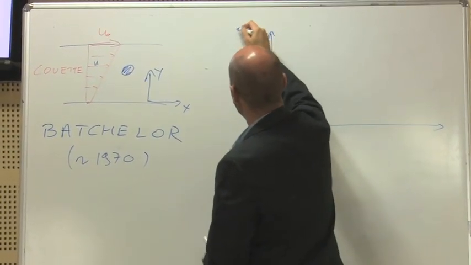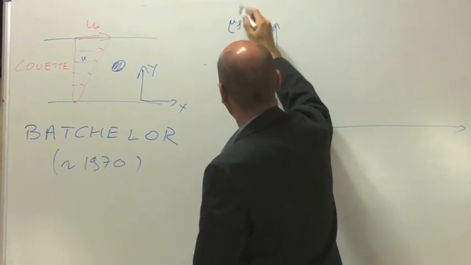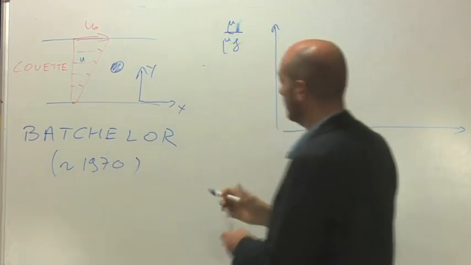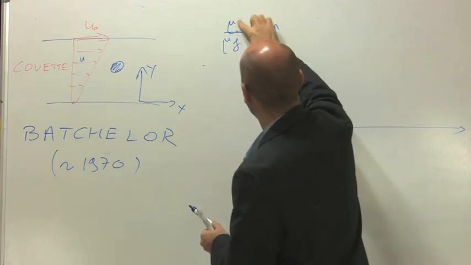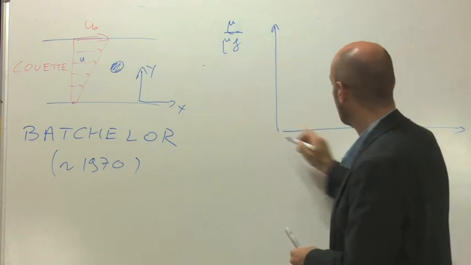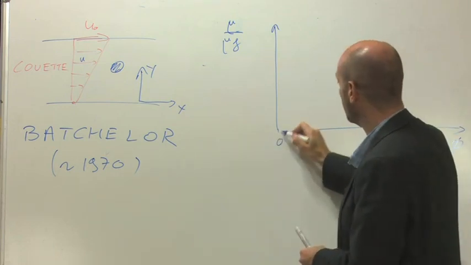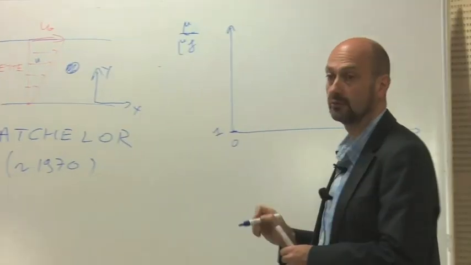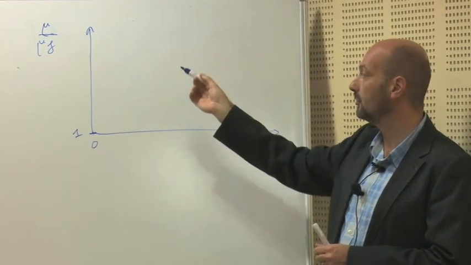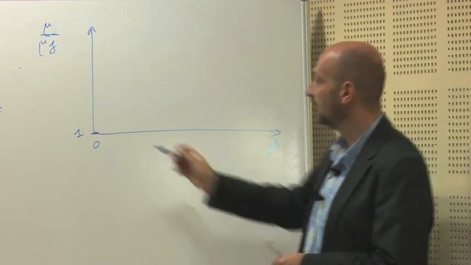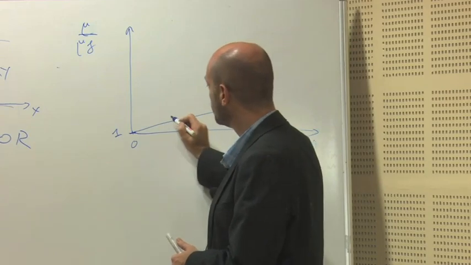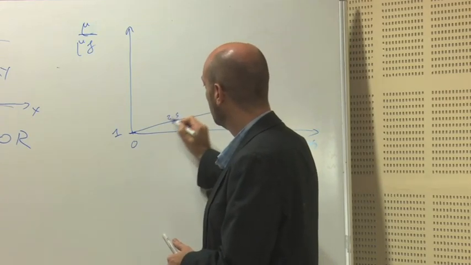Okay, so if I plot mu of the suspension divided by mu of the fluid, I want to evaluate the enhancement of the viscosity. So of course, when phi equals zero, I start at one. Okay, when you don't have any particle, it's a single phase flow, so the mu is the viscosity of the fluid. So what this equation tells you is that it is linear, and the slope is 2.5.